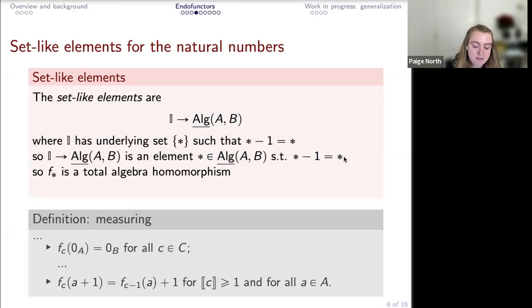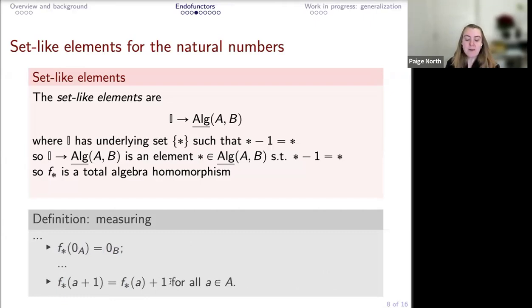And then if we look at the definition of measuring here from before, there are some irrelevant parts that I've blocked out, and I've added in here just the relevant parts. We're asking that for all C and c, so this is our C now, and this is our little c, we have this. So f sub star of 0 should go to 0. And here f sub star of a plus 1 should go to f sub star minus 1 of star of a plus 1. So I'm going to replace all the subscripts with stars because star and star minus 1 are both star.